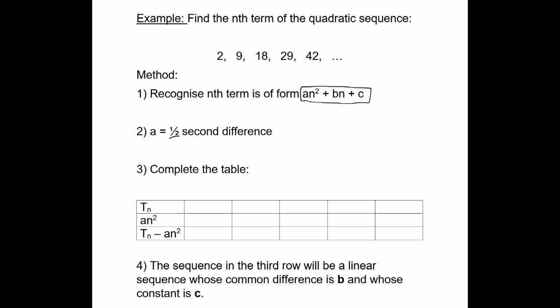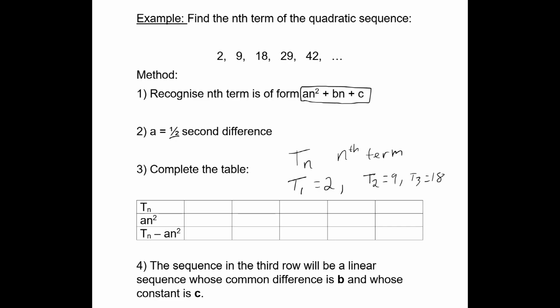And then you need to complete this table. The table looks really complicated, but the only thing we haven't seen yet is this Tn notation. Tn is just a way of writing the nth term. So if I wrote T and then a little 1 at the bottom, that would be the first term. So in this sequence, that would be 2. And T2 would be the second term, which is 9. T3 would be 18, and so on. It's just a notation that we need.